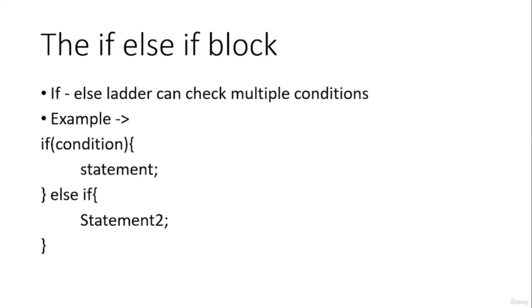Now let us go to the next type of block, the if else if block. In this case, there will be an else if condition after the if, so that the else if condition will check for another condition. So we can have multiple checks of our condition. This is another way of doing if else.